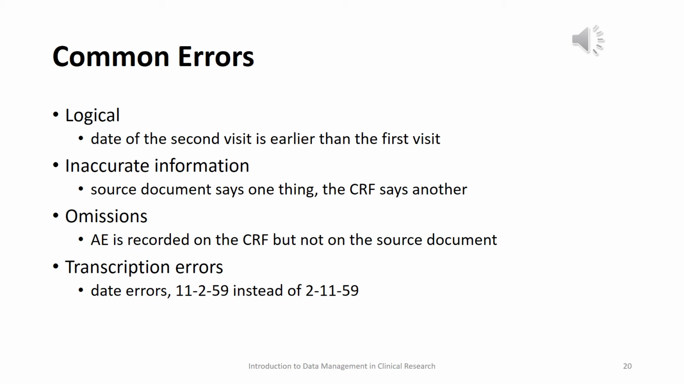Adverse event is recorded on the CRF, but not on the source document. So that would be an example of where our source data verification finds those kinds of omissions. And then finally, we've got transcription errors, where, in the case we see here, the date is November 2nd, 1959, instead of February 11th, 1959. So we can sometimes get those numbers in reverse order.